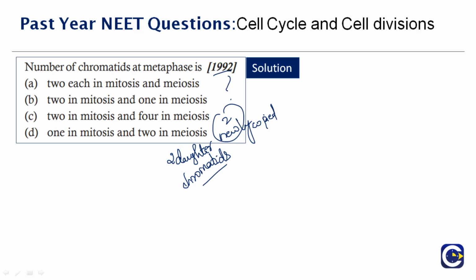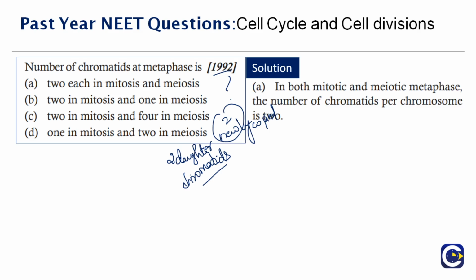So here, the correct answer, I've already given you a clue. Option A is the right answer: 2 each in mitosis and meiosis. See, in mitosis and meiosis it will be the same. There will not be any differences. If there are differences, then the cycle is said to have malfunctioned. Therefore the correct answer to this question is option A.